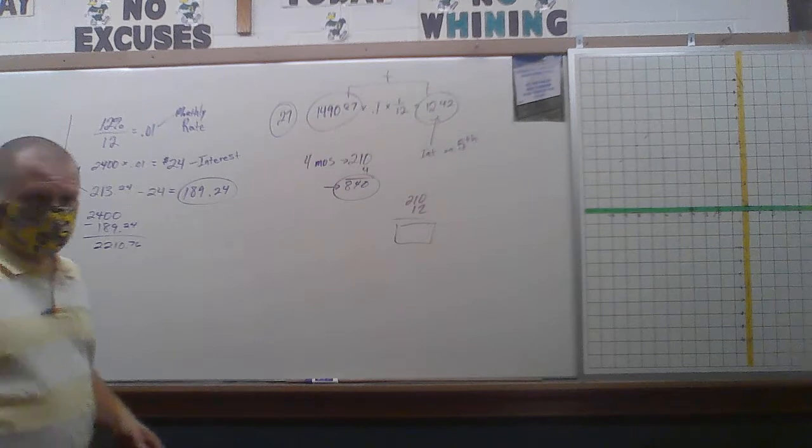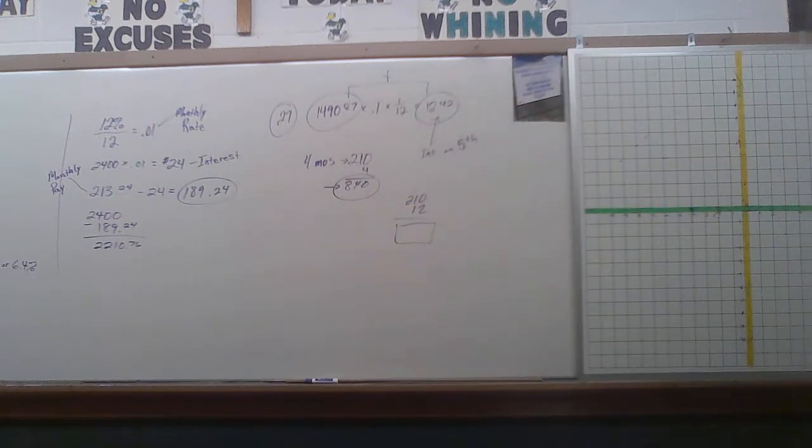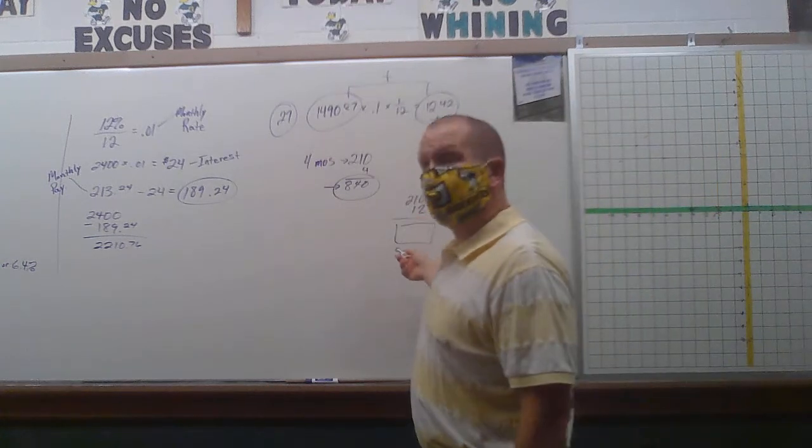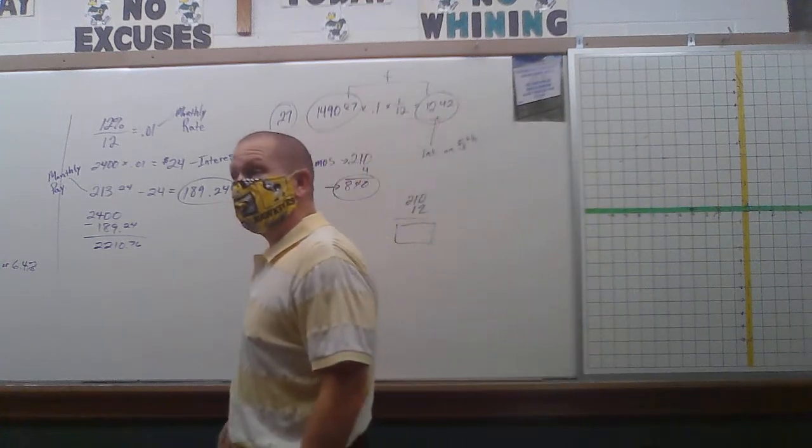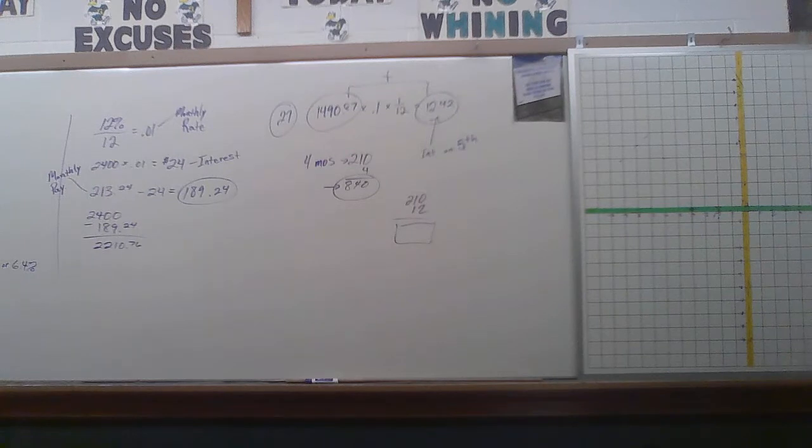But that's the gist of it. So you have to go and figure out what your grand total would have been, and find out how much your interest would have been at the beginning, and subtract those two.